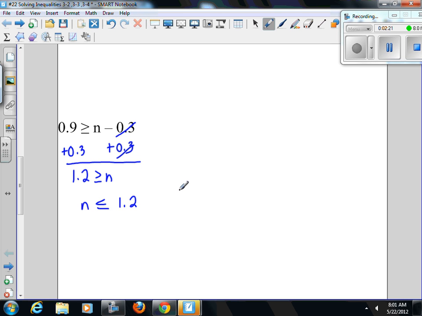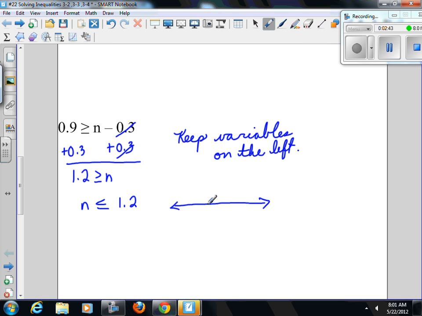I would really, really recommend to keep all of your variables on the left if you can. So I'm going to add that. Keep variables on the left. Even if it means that in order to do so, you have to switch your answer around at the end like I just did. So n is less than or equal to 1.2. I'm just going to put something like this. 0. Here's 5. Here's 1.2 down here. Closed dot with an arrow going to the left.